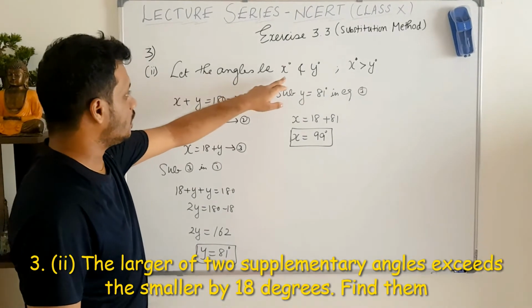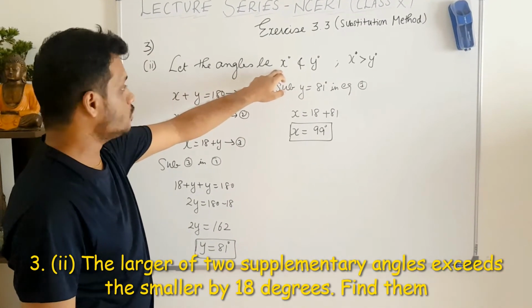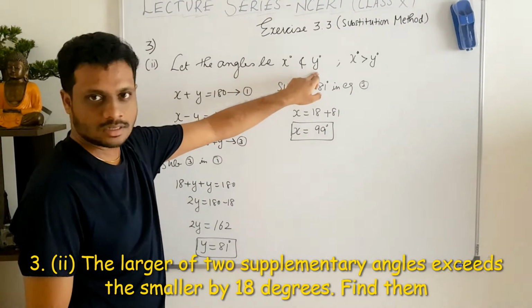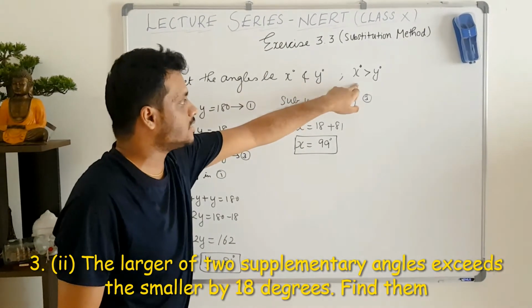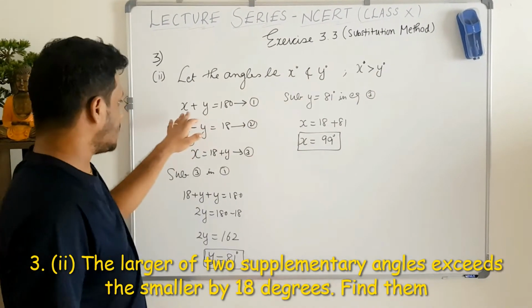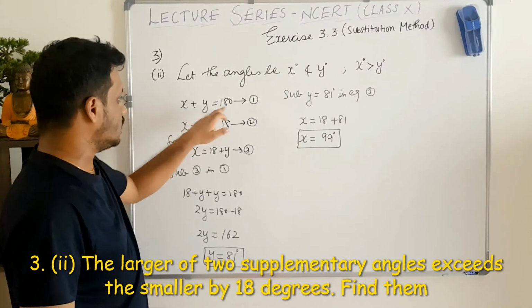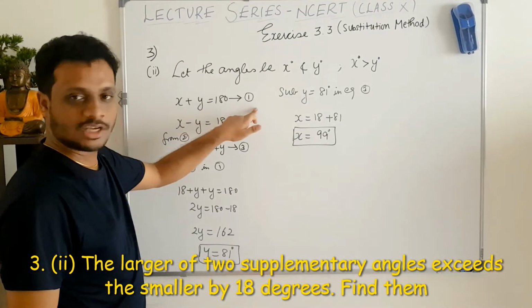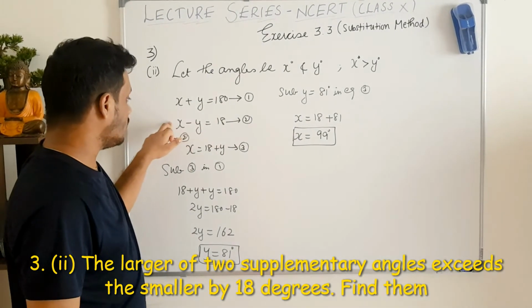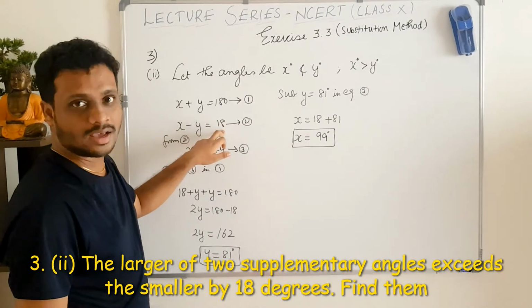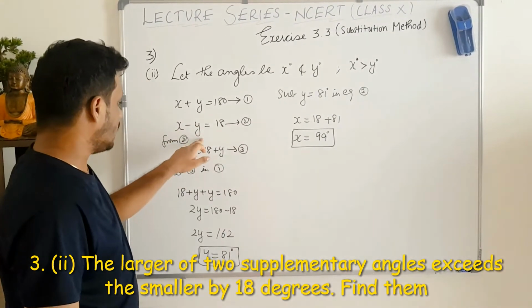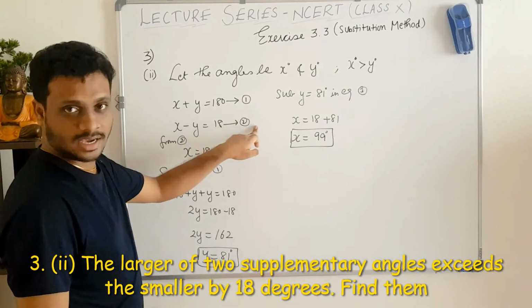So here they have given there are two angles which are supplementary. So I have taken one angle as x degree, the other angle as y degree, and I have also assumed x is greater than y. Since they are supplementary, the sum of those two angles must be equal to 180. So that is my first equation. And they say the larger angle is exceeding the smaller angle by 18. So the larger angle minus the smaller angle should be 18. That is my second equation.